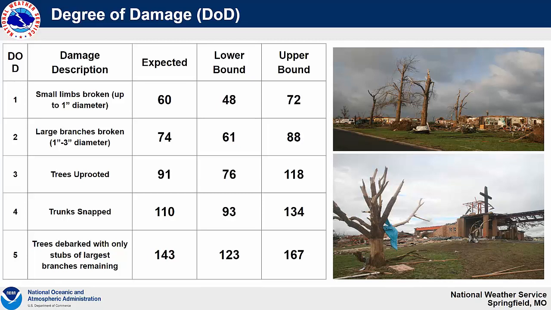As the damage becomes more extensive, such as trees uprooted, trees snapped, or even debarking of trees in violent, strong tornadoes, that's when the degree of damage is then upped, as you can see in those particular examples. So taking a closer look at some images from the Joplin surveys from May 22nd, 2011, you can see in these pictures, especially the one on the bottom right, where a tree is almost completely debarked and much of it is snapped. This would correlate to extensive damage with a degree of damage, or DOD, around a 4 or 5, with the trunk snapped or trees debarked with only large stubs remaining.